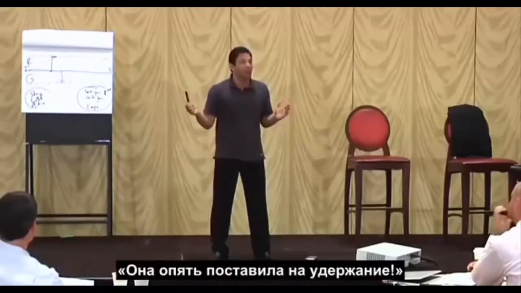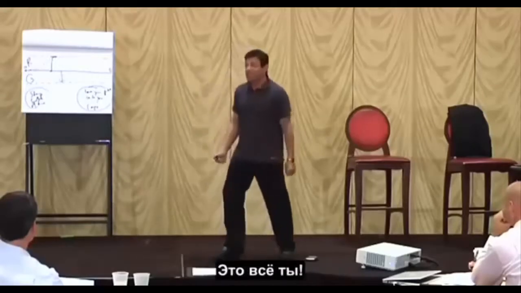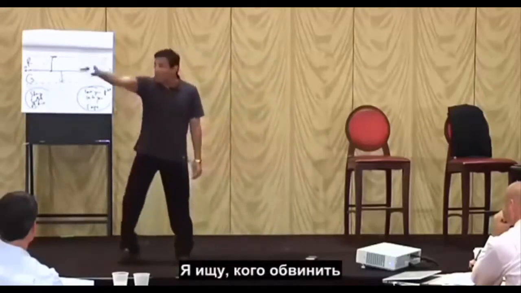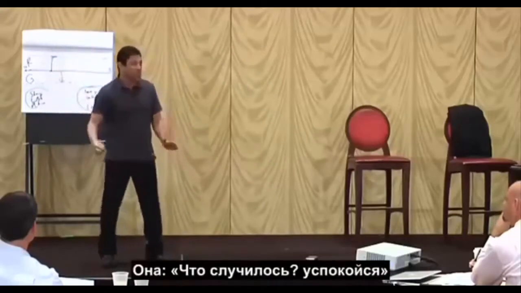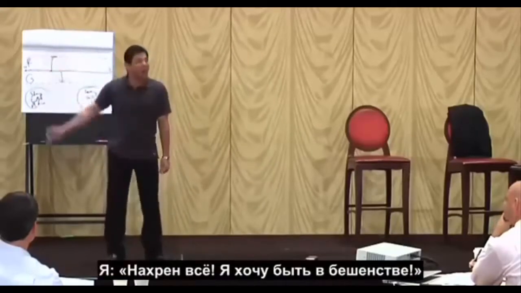I'm like, oh my God, I'm on hold again. Now my girlfriend comes in. I'm like, this is you. I'm looking for blame, right? You put me up to this. You made me get life insurance, blah, blah, blah. I'm yelling at her. She's like, what's wrong? She goes, calm down, you're losing your sleep. I'm like, screw this. I want to be pissed off, right?